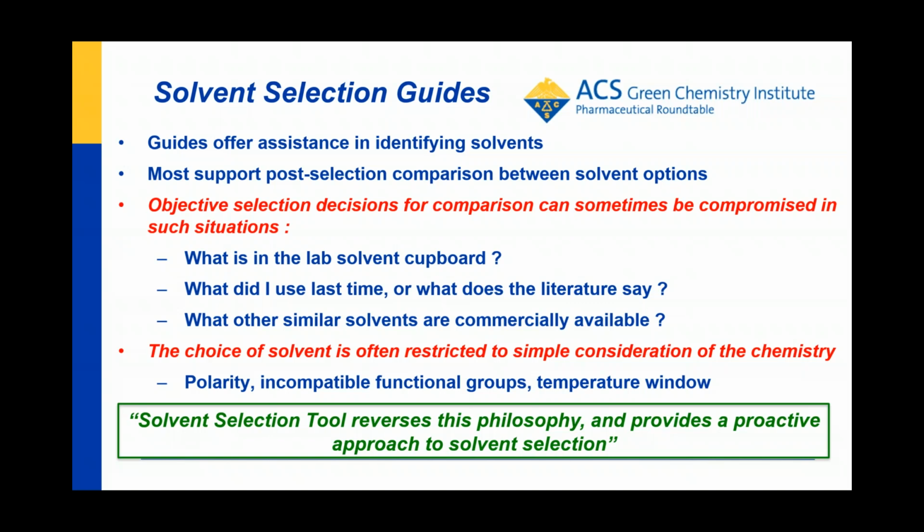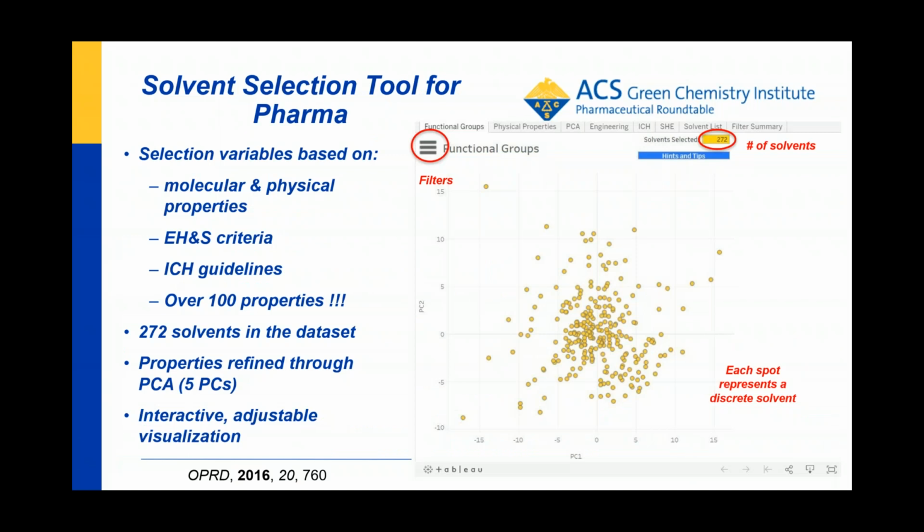What we wanted to do was look at a more holistic way to choose solvents, and develop a solvent selection tool to reverse this philosophy and take a more proactive approach to choosing a solvent for a specific reaction. This tool is introduced on the next slide on the right-hand side, and it incorporates 272 solvents in a data set. The selection is based on molecular physical properties, EHS criteria (environmental, health and safety), various ICH guidelines, over 100 properties. It uses statistical analysis to break these properties down and analyze them through principal component analysis. And this tool is an interactive, adjustable visualization, with a screenshot shown on the right-hand side.